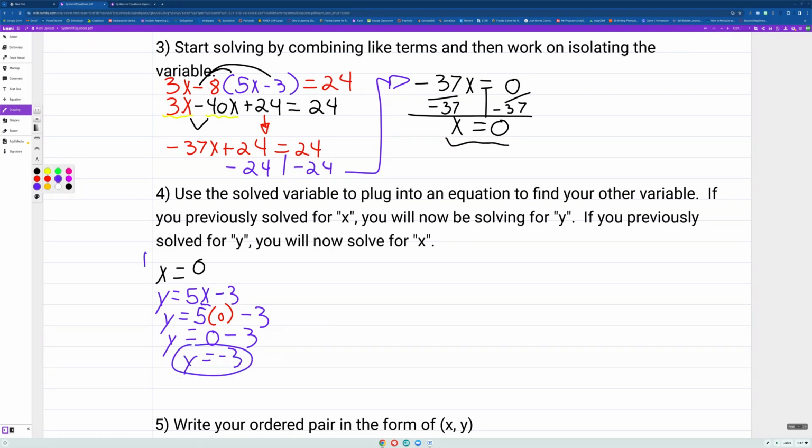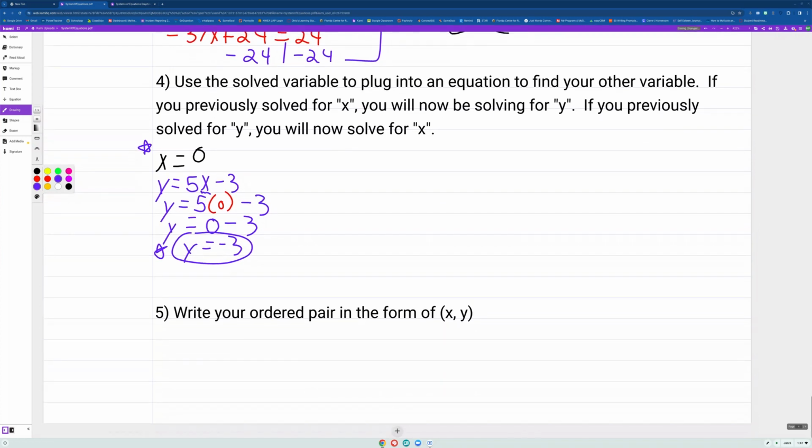So I've solved for my x and I've solved for my y. So now all that's left to do is write my ordered pair. My ordered pair is in the form of x then y. So in this case, it would be 0, negative 3.